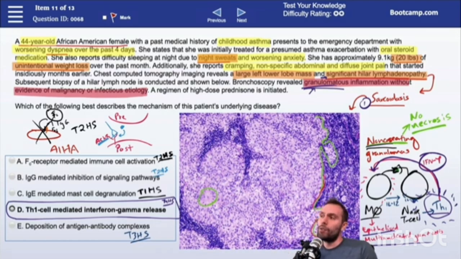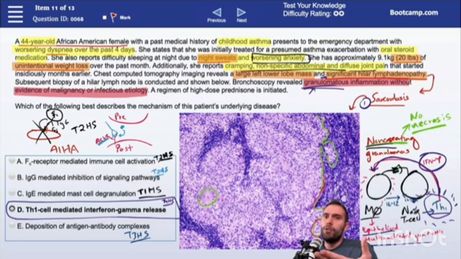And again, like we've talked about in some of the other videos, there are going to be things in here that are going to try to distract you. Why does this patient have worsening anxiety? And why does she have weight loss and this cramping, non-specific abdominal pain and then diffuse joint pain? What's that all about? Sometimes test writers will put this in here to throw you off, but the thing you have to understand is there's usually a reason for it.